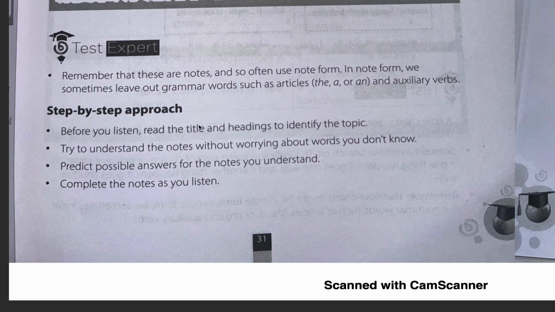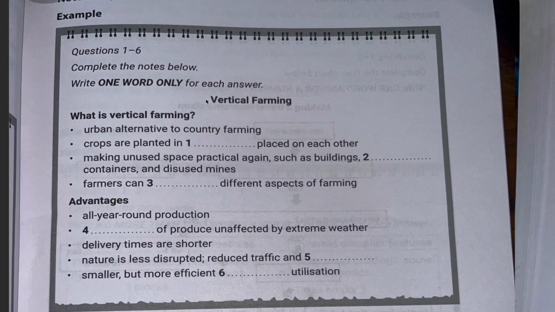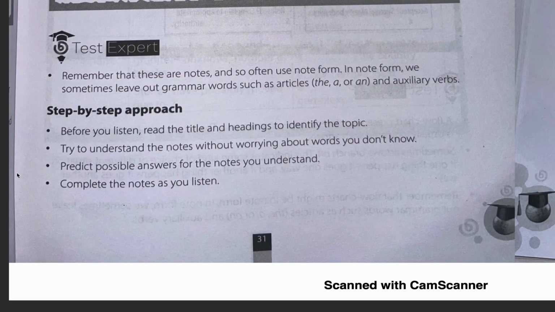So sometimes the auxiliary verbs as well as the articles might be left out. Before you listen, read the title and headings to identify the topic. So you need to read the headings as well as the subtopics before you start with the particular thing. Try to understand the notes without worrying about the words you don't know. Predict possible answers. Complete the notes as you listen.